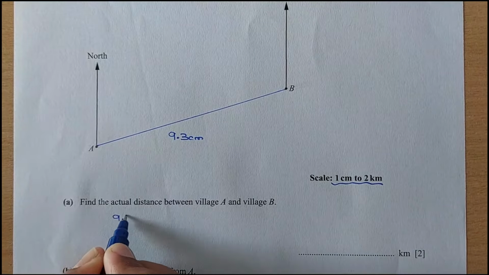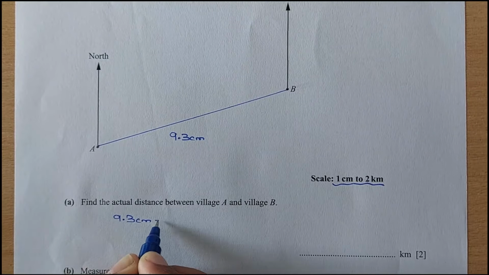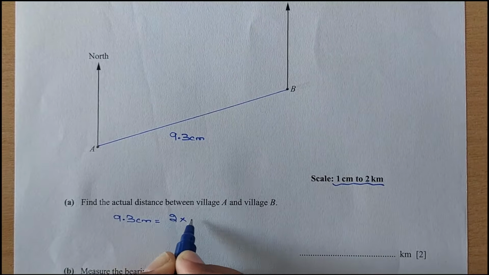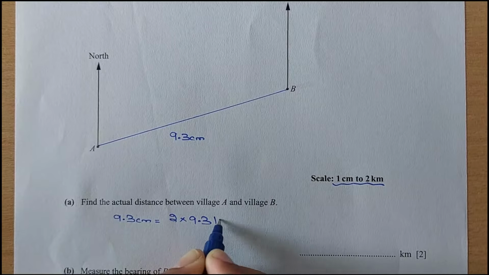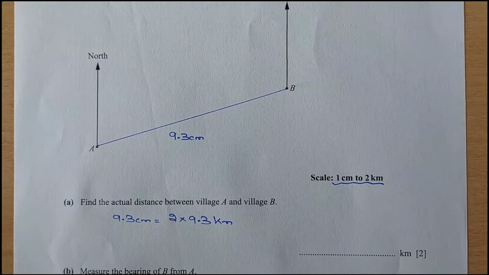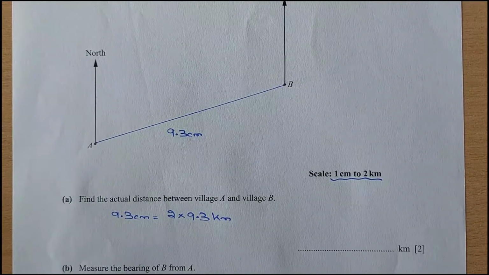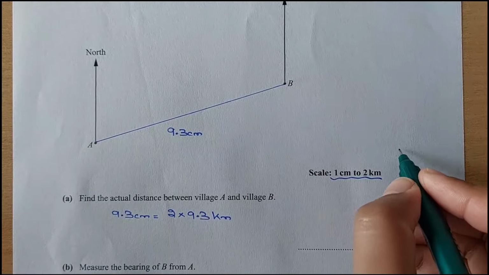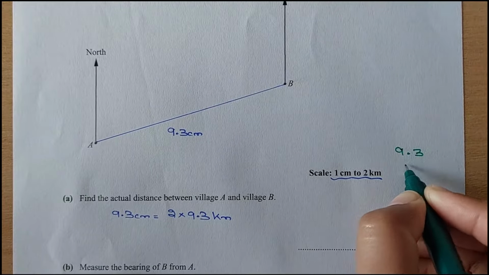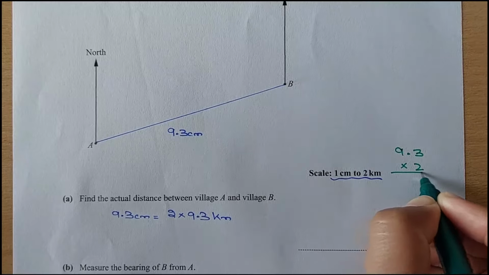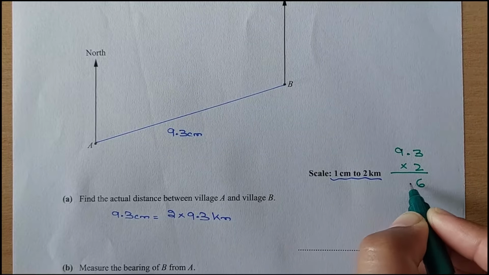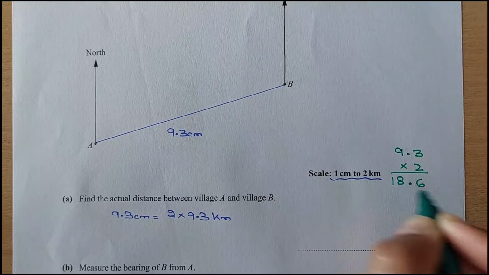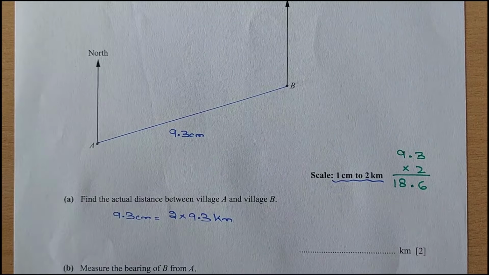So 9.3 centimeters according to the scale is 2 times 9.3 kilometers. So we need to multiply 9.3 times 2. Let me do it. 2 times 3 is 6 and 2 times 9 is 18. So this is 18.6 kilometers.